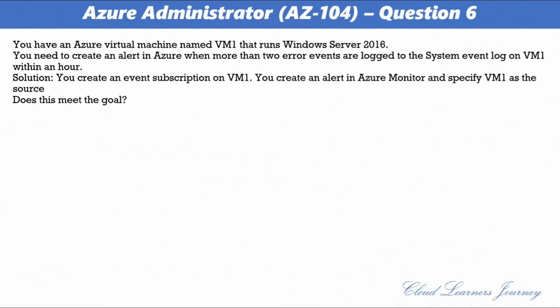Next, question number 6. You have an Azure virtual machine named VM1 that runs Windows Server 2016. You need to create an alert in Azure when more than 2 error events are logged into the system event log on VM1 within an hour. Here the solution is you create an event subscription on VM1. You create an alert in Azure Monitor and specify VM1 as the source. Does this meet the goal? Options are A, yes, B, no. And the correct answer is B, no.